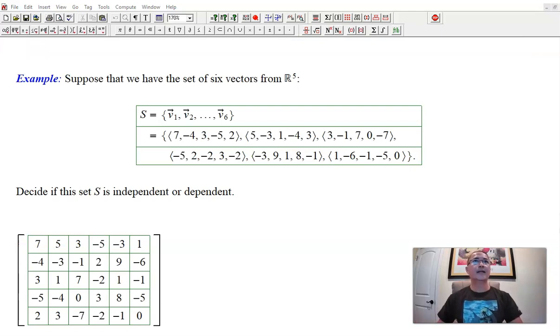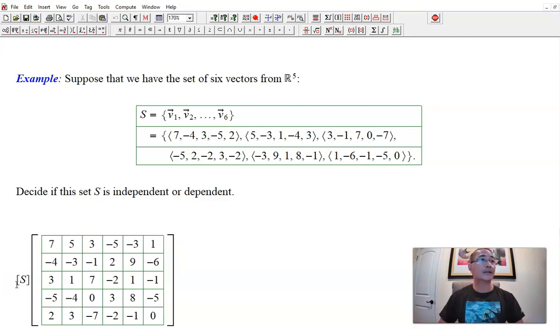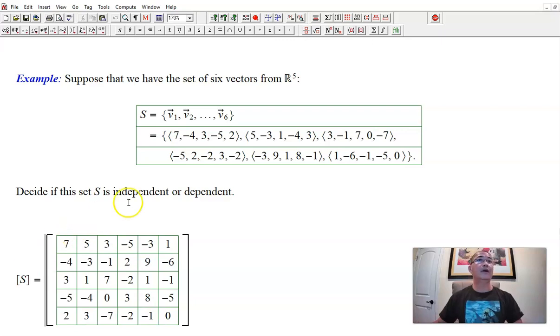All right, so let's take a look at this example. We have this set of 6 vectors from R5. Okay, so here they are. And we want to decide whether this set is linearly independent or dependent. So the minimizing theorem said, make the matrix of S. So this is our matrix for S. The columns are made of these 6 vectors. So there are 6 columns. Every vector is from R5. So there are 5 rows.